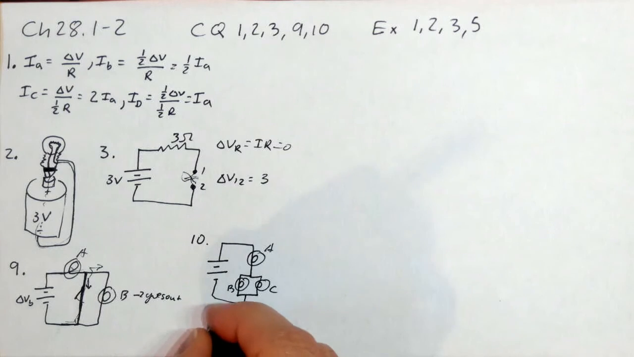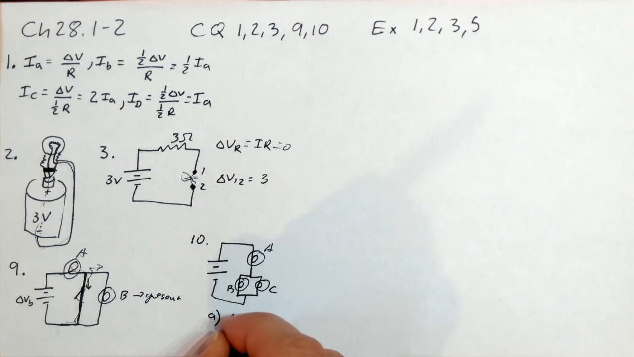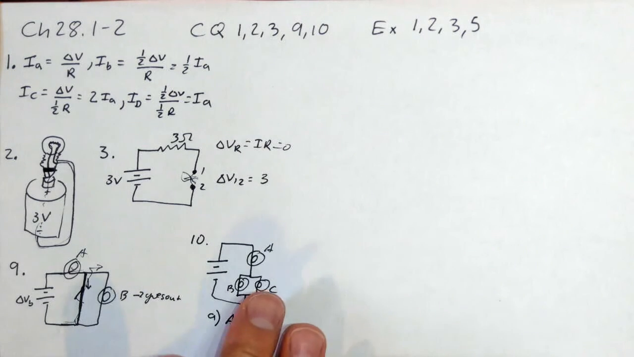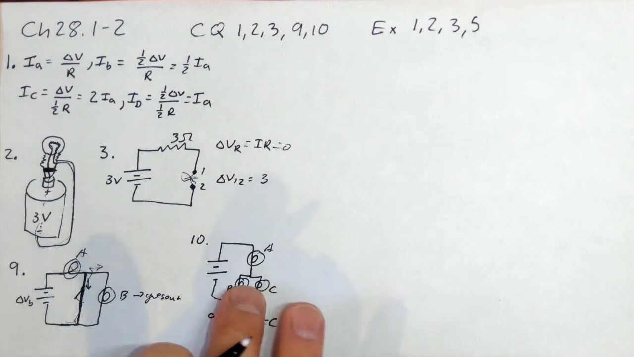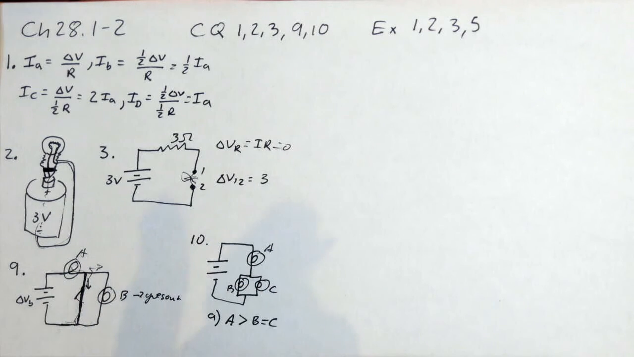Okay. So hopefully you're able to see that A is going to be brighter than B, which is equal to C. Why? Well, first of all, they're identical light bulbs, which means their resistances are all the same. So brightness is just a function of current. And whatever current flows through A, it's got to split up and go through B and C. So there's more current flowing through A than is going through B and C. So it's greater than B or C.